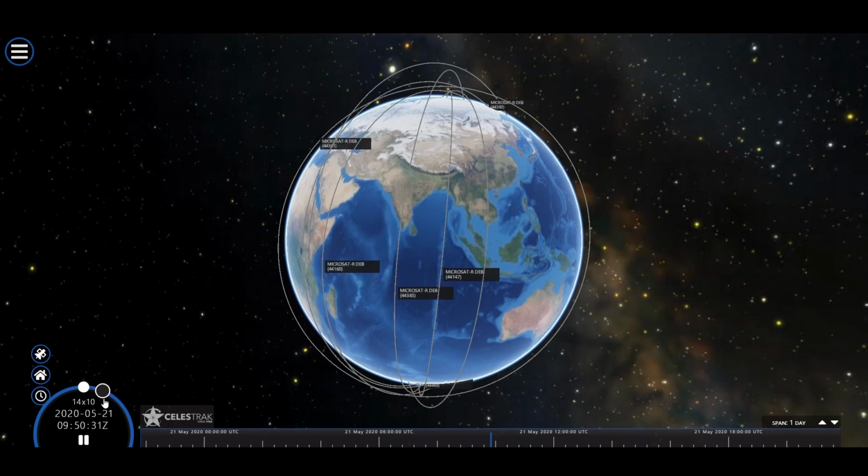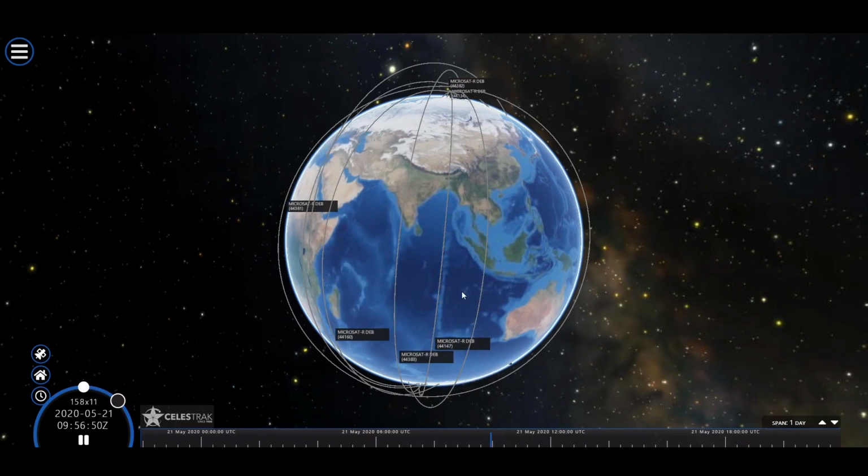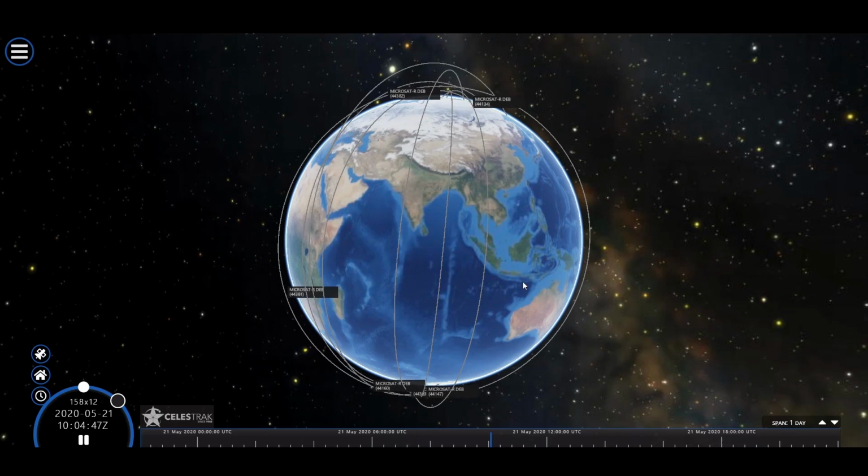Here we can see few Indian satellites being tracked and visualized in real time using TLE information.